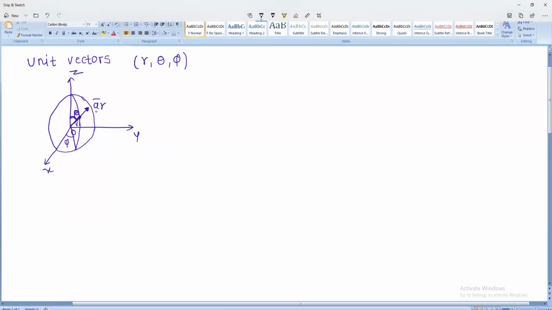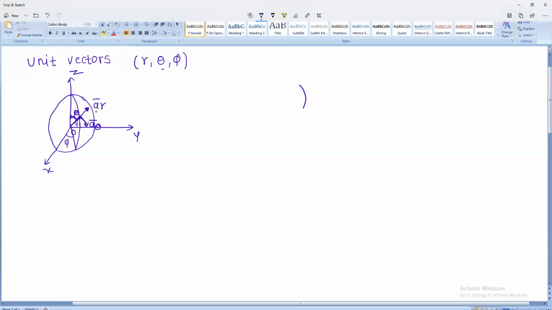Then tell me the unit vector of theta. Now how is this theta going? The direction of theta is like this. So we have to draw the same direction here also. Theta is going like this. So the unit vector in the direction of theta is a bar theta, right? A bar theta.